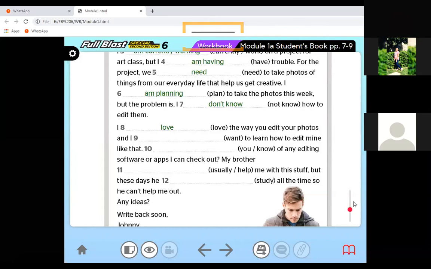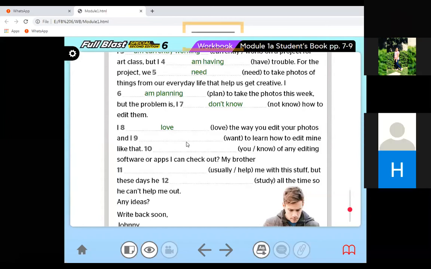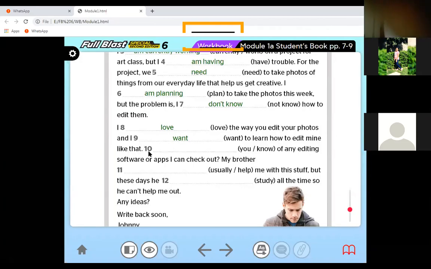Want. Nihal. Yes, Nihal. What's your answer? I want. I am wanting? No, no, no. It's want. It's a stative verb. It cannot come in continuous or progressive form. I want. Well done. Learn how to edit mine like that.